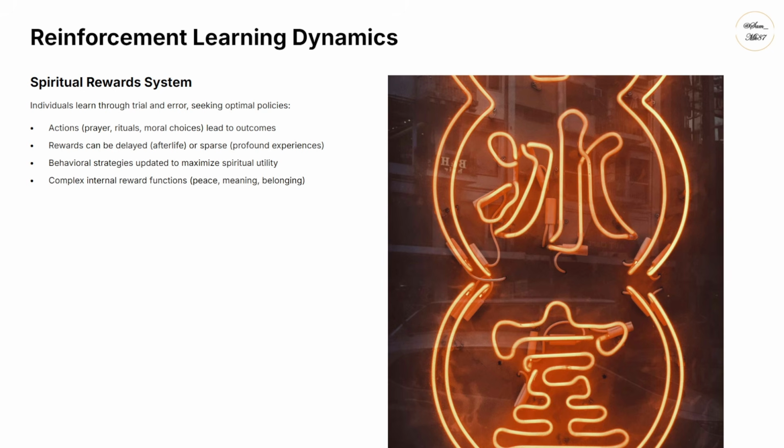Unlike traditional reinforcement learning where feedback is immediate and measurable, spiritual rewards are often delayed, sparse, or intangible. You can think of them as promises of the afterlife, the sense of inner peace, or moments of profound connection. These are all forms of reward that shape long-term behavior. Over time, individuals update their internal strategies to align with what they perceive as spiritually meaningful. The reward function here is not just about pleasure or avoidance of punishment or money. It includes complex internal states like a sense of purpose, belonging, or transcendence. This dynamic offers a compelling framework for how values, behaviors, and belief systems evolve over time, both individually and also collectively.